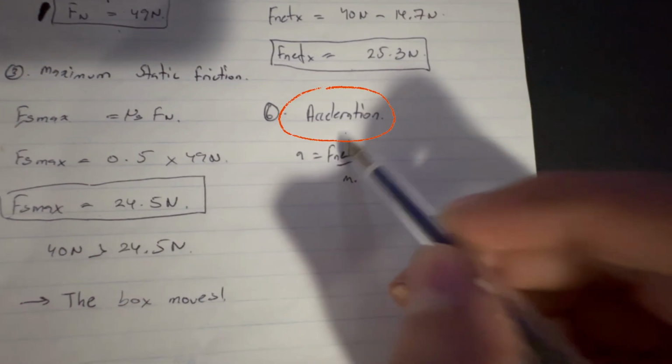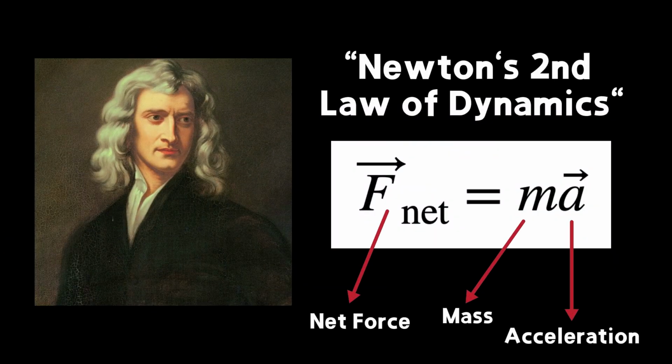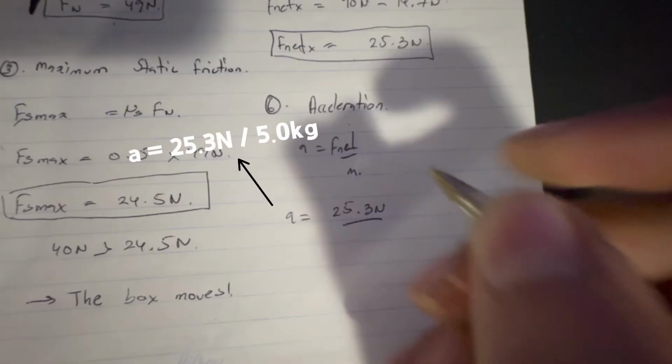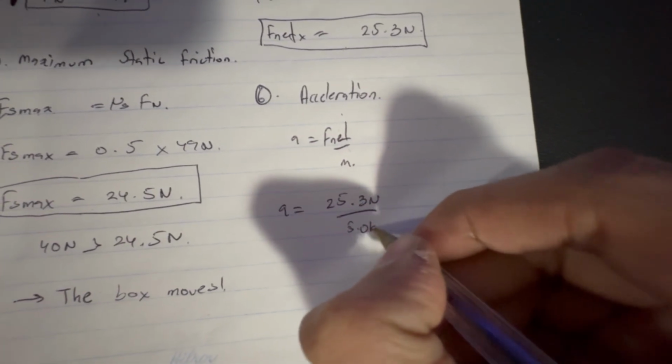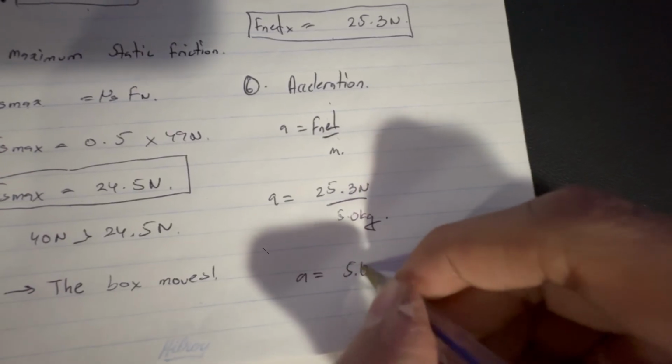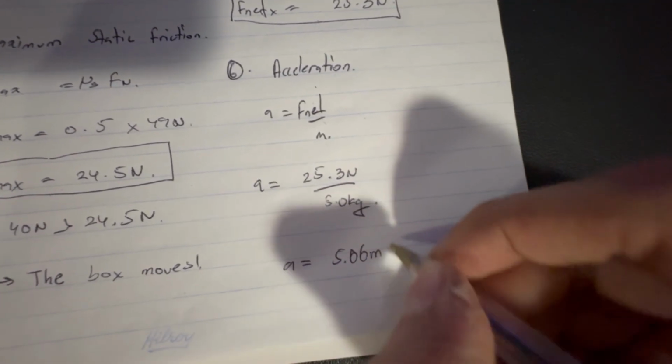Lastly, we have the acceleration. Using Newton's second law, a is equal to F net divided by m. To solve for a, we do 25.3 newtons divided by 5 kilograms, which gives me the final answer of a to be 5.06 meters per second squared, which represents our acceleration.